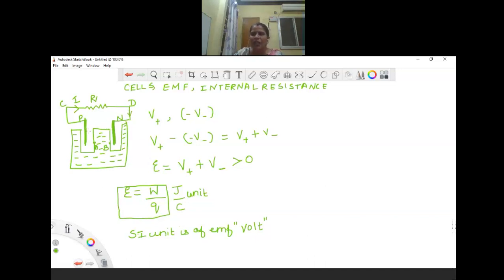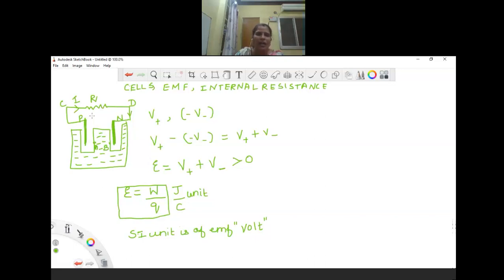Now, inside the cell, the direction of the current is from N to P. But outside the cell, that is through the resistor, the direction of the current is from P to N. That is, the direction of the current is from C to D. That is, the steady current is maintained in the circuit. Here we have connected the two terminals of the cell, the positive and negative terminals, to the resistor.